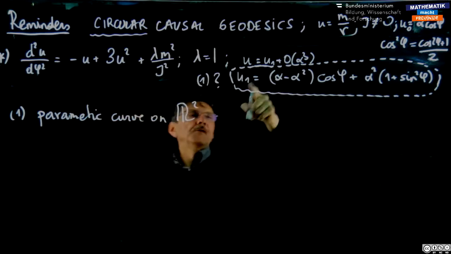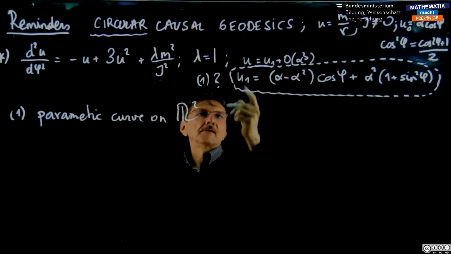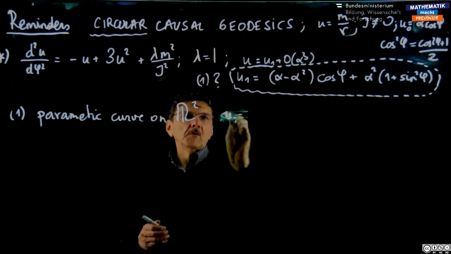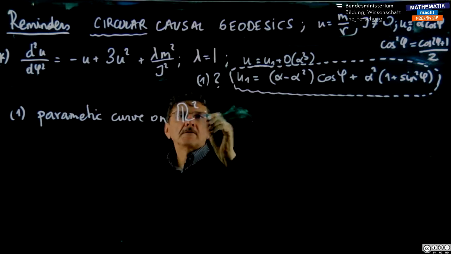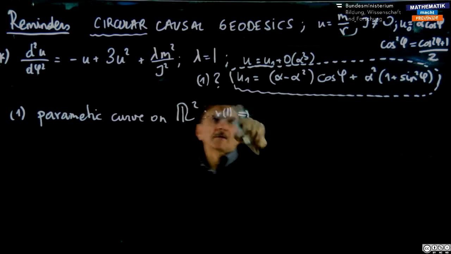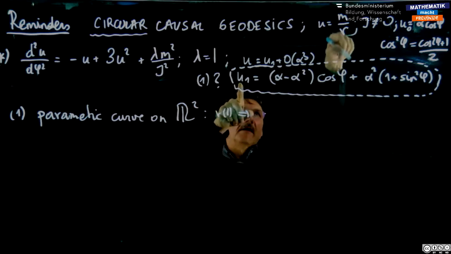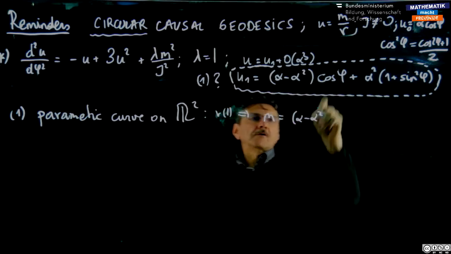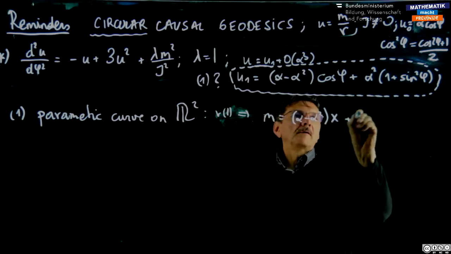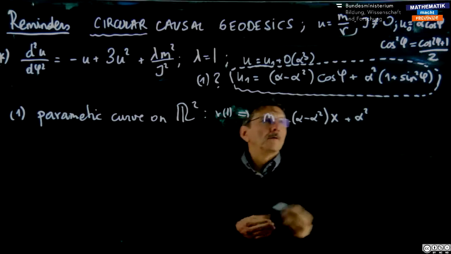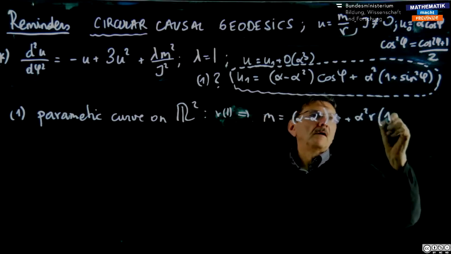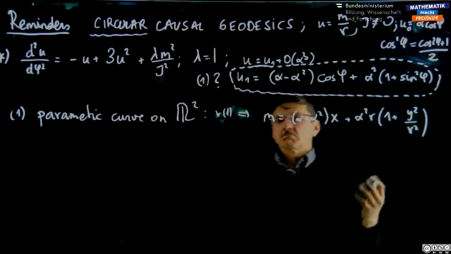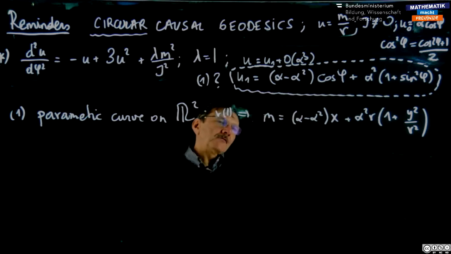All right, so you just put U is M over R, and you're going to get U1. You put M instead and multiply by R. So R times 1 going to get R times M over R is M equal alpha minus alpha square. R cos phi is X. And you get an R times 1 plus sine square, which is Y square over R square. So that's the equation.